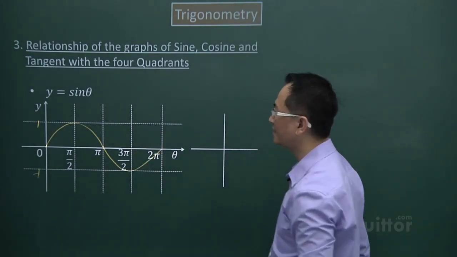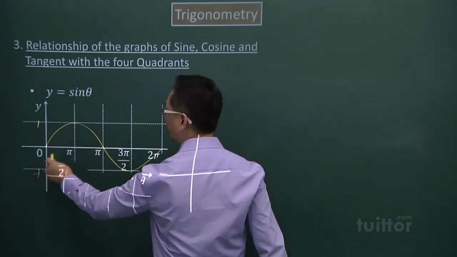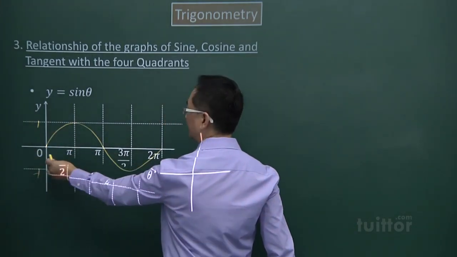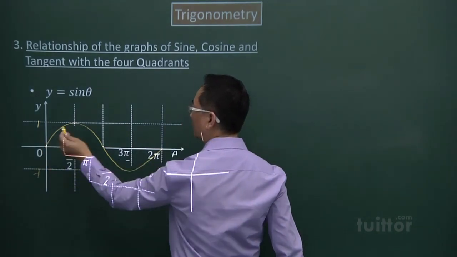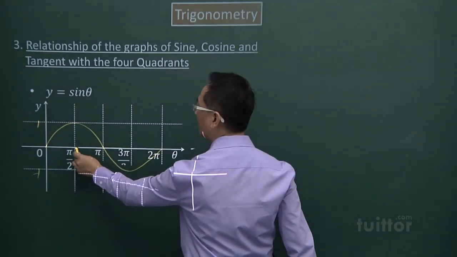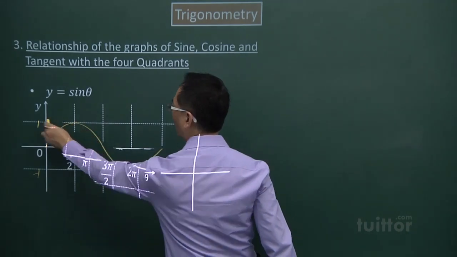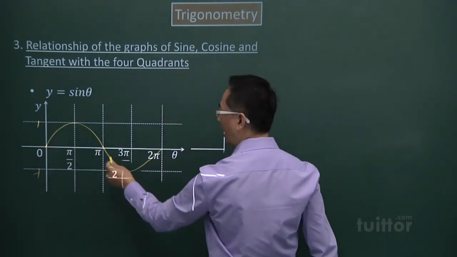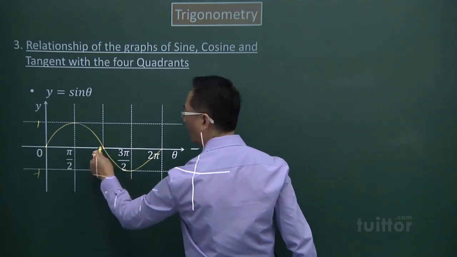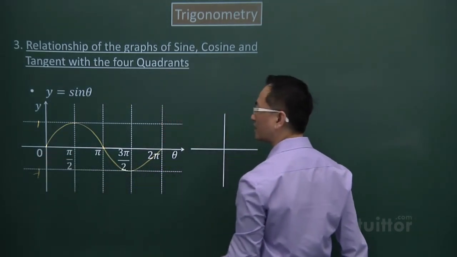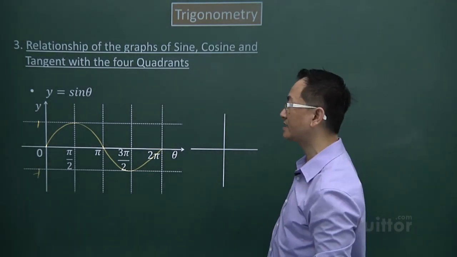So this is the sine graph. So this is how you read it. At theta equals 0, y is 0. At theta equals pi on 2, y equals 1. At theta equals pi, y equals 0. So these are the critical points from which you can actually plot the sine graph.